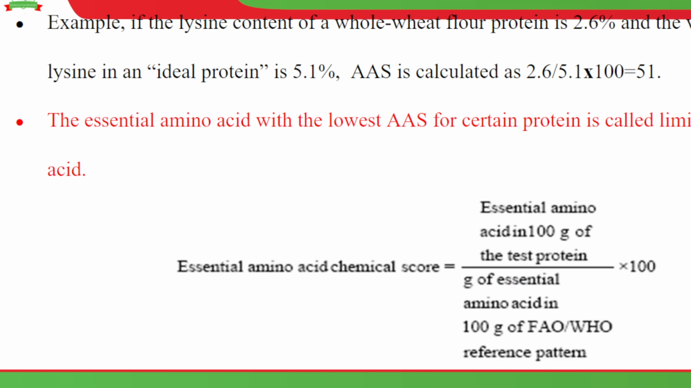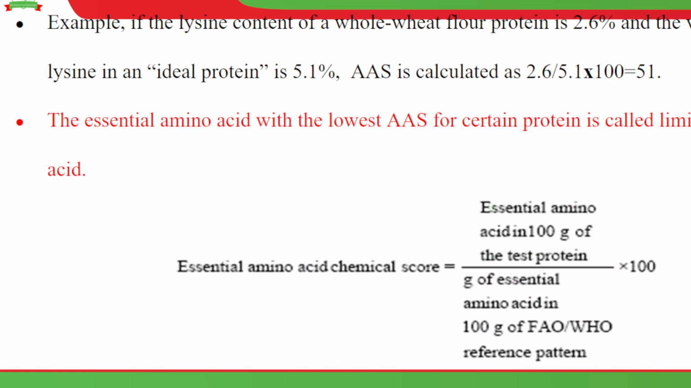This lysine actually is absent in beans. Let's say we are comparing it to our reference protein we talked about earlier, that is an egg. We say the content of lysine in beans is 2.6%, and the content of the same amino acid, lysine, in eggs is 5.1%. What is the amino acid score?